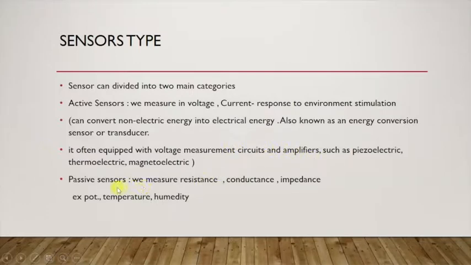Okay. The second type is the passive sensor. We measure resistance, conductance, impedance. For example, the humidity sensor, in which we measure the conductance.